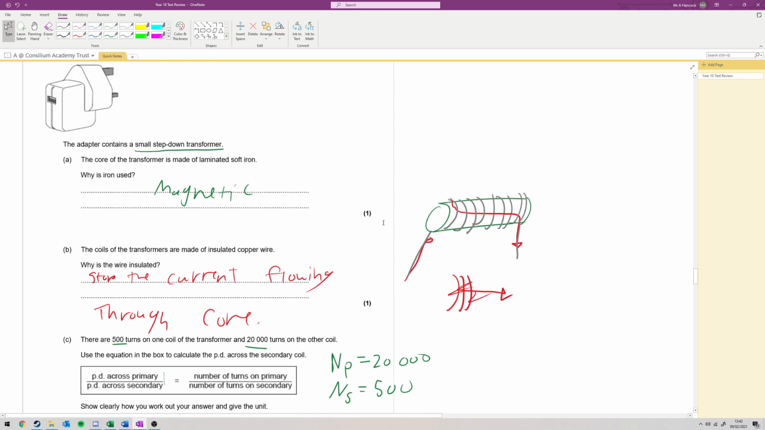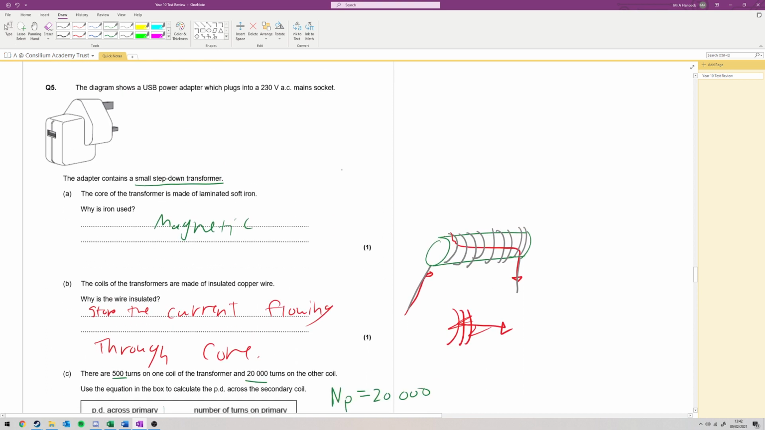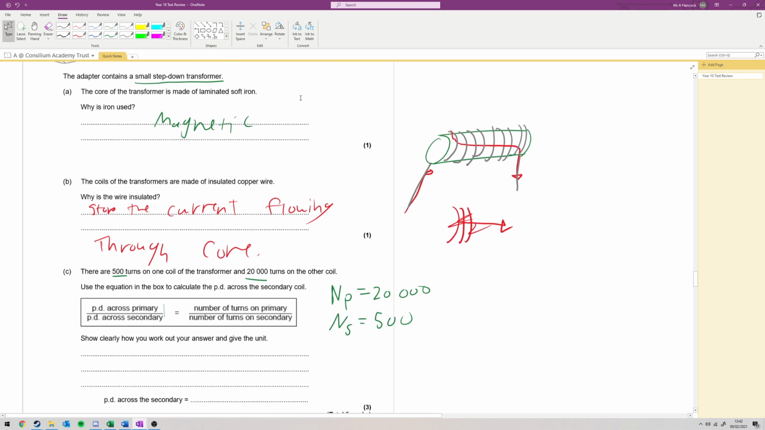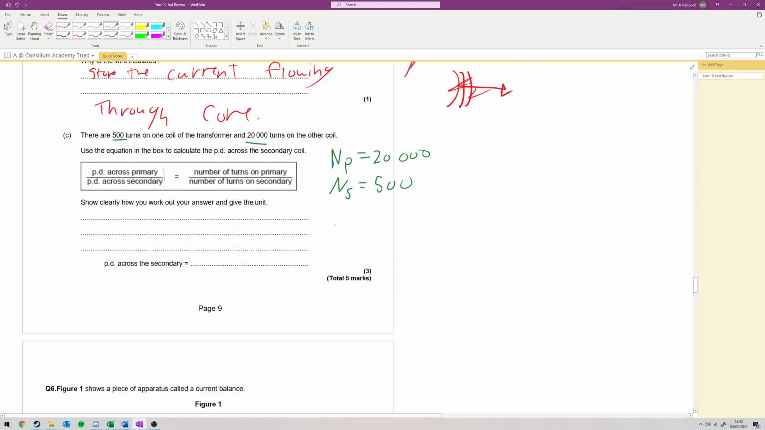Now, luckily in the question they actually gave you the voltage. They don't have to, because you have to remember that the mains is 230 volts AC. Now, this is the voltage across the primary. They actually told you that you're calculating the voltage across the secondary, so it gave it away a little bit.